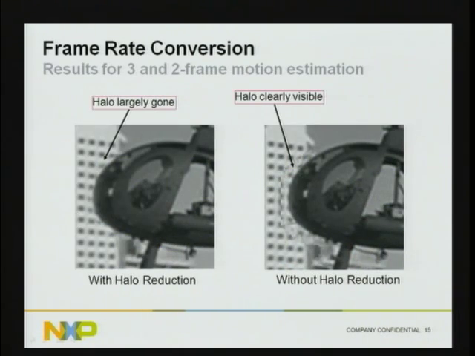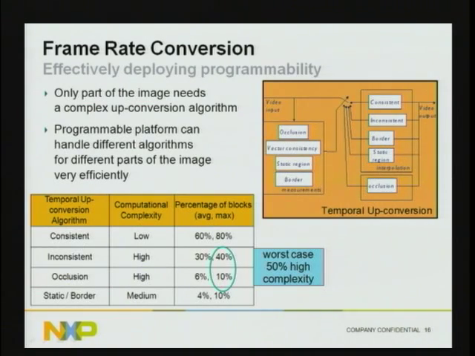If you then look at the results of such a three-frame motion estimator and the interpolation that comes out of that versus a two-frame motion estimator, I hope you can see that the halo artifact that you still see on this side here is largely gone. And for us, as silicon vendors, to enable us to sell in the TV market, picture quality has to be good, otherwise our customers will not sell it. And this is one feature that has enabled us to actually sell this product in the market.